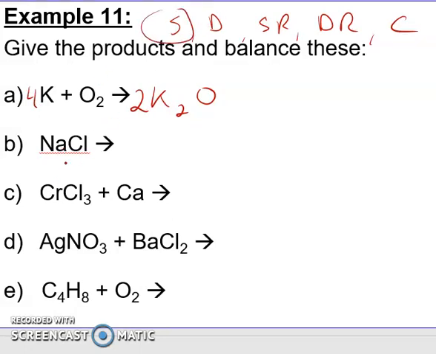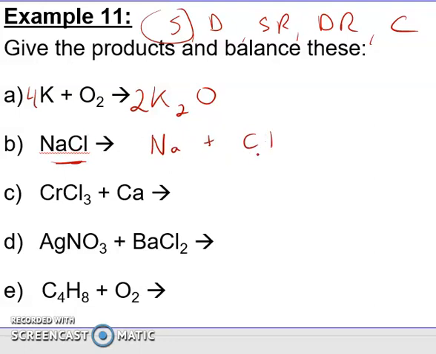How about our decomposition reaction? Well, with decomposition, we have a compound that's going to be breaking down into elements. So I'm going to split up sodium and chlorine apart from one another. Here they're in a compound, then they're going to become elements. And I'm going to simply write sodium plus chlorine. So notice I've split them up.